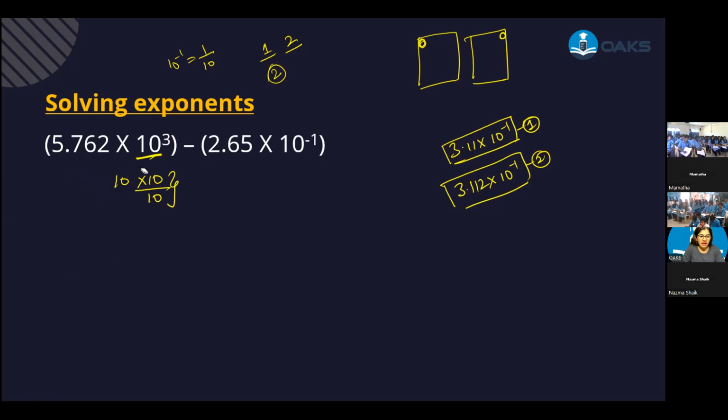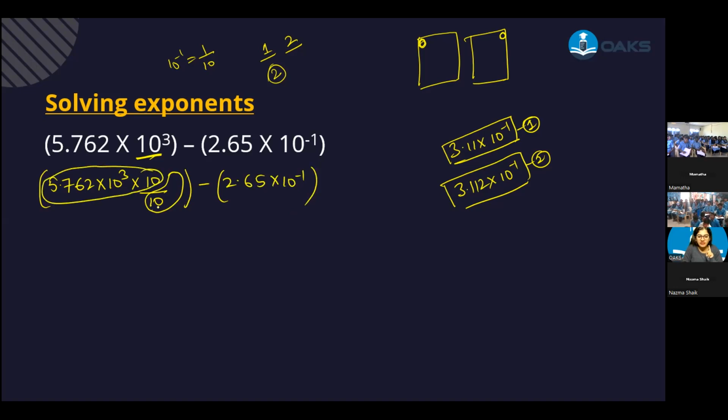See, I want 10 raised to power minus 1, right? So what I have here is 5.762 into 10 raised to power 3. I need one more 10 here and here. Why? Because I need 10 raised to power minus 1. That is my this part. Right? Just hear me out. And it is 2.65 into 10 raised to power minus 1. Right? Now what I am doing, I am solving this and leaving it here like this. 5.762 into 10 raised to power 4 into 10 raised to power minus 1.